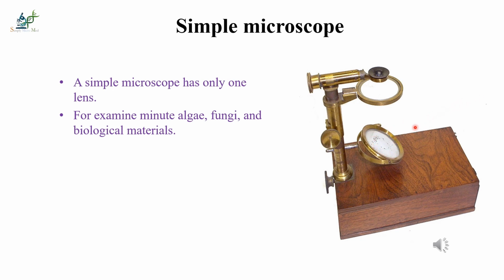So when light comes and hits the mirror, it reflects the light. So the light reaches the stage where the sample is kept. And through this lens, we can observe the minute particles or minute objects here. And in the simple microscope, we can examine minute algae, fungi, and biological material.